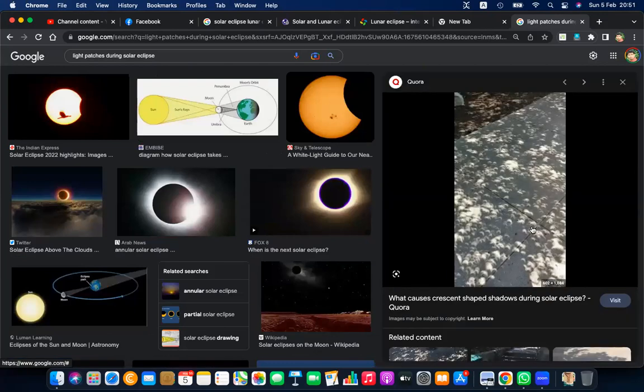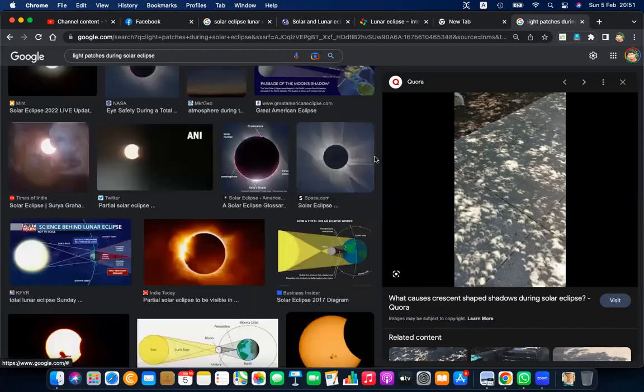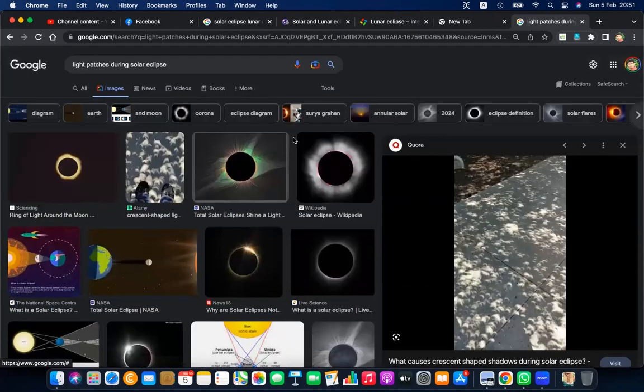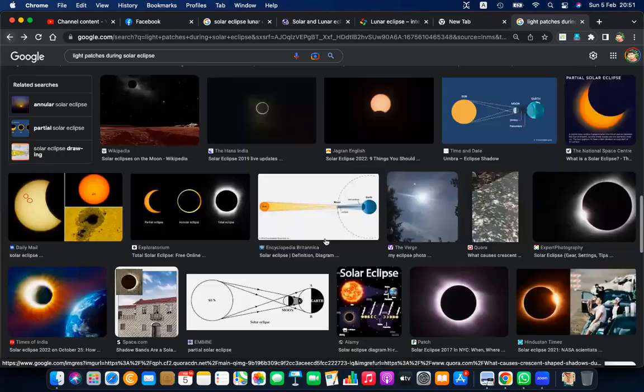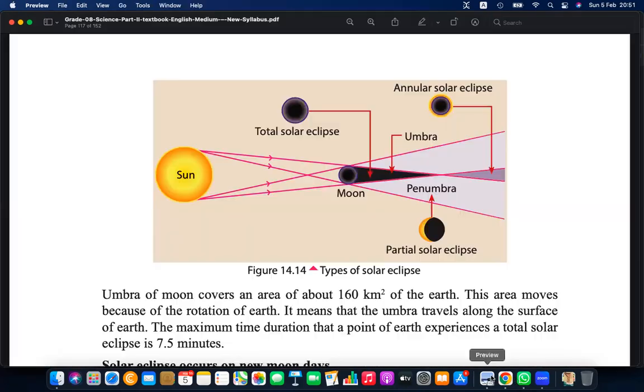Haven't you seen something like this? Yes. Do you remember seeing something like this? Yes, sir. Right, okay. So during that, because this is partial, right? During that partial, you can see the shadows like this. Okay. So let's see how they are happening, right?